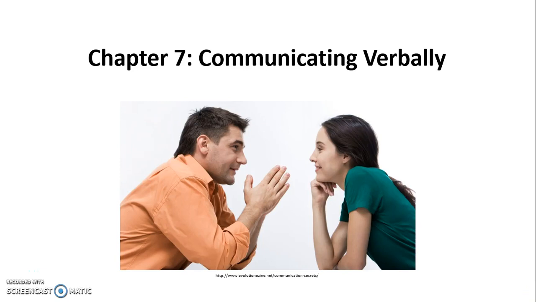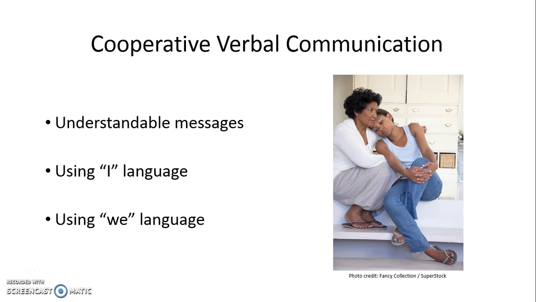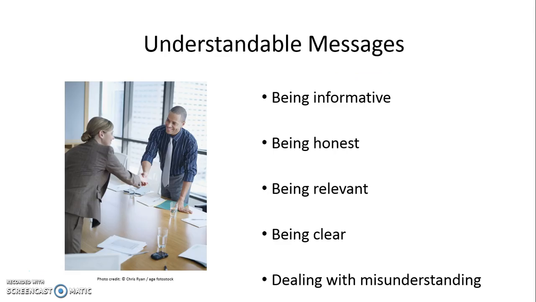So now that we've looked at the characteristics and functions of verbal communication, let's go into how we can have cooperative verbal communication. Keeping in mind that sometimes that's a little bit easier said than done. We'll look in particular at how to have understandable messages, using I language, and even using we language. Now, to have understandable messages, we need to be informative.